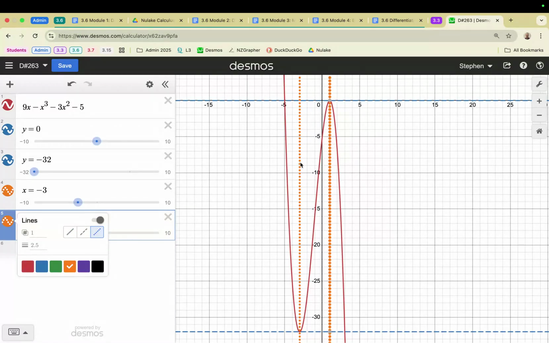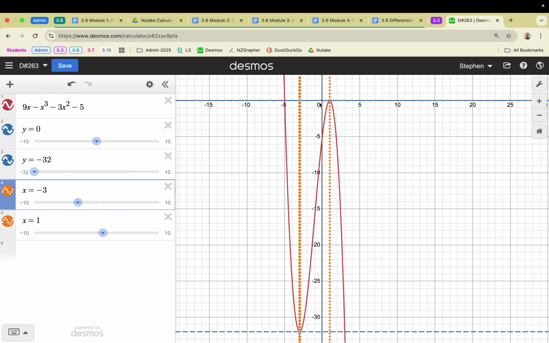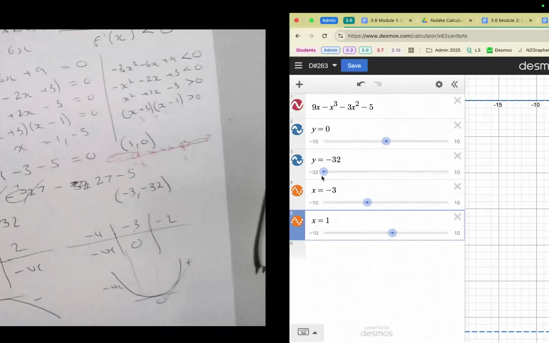So somehow we're able to shade all this. This side here, any values this side, the function has a negative gradient. Therefore, it's deemed to be what we say is decreasing. Okay, and on this side, greater than 1. Anywhere between -3 here and 1, you'll notice the slope is positive. So that's increasing. Okay, that is the answer, and hopefully that helped you.